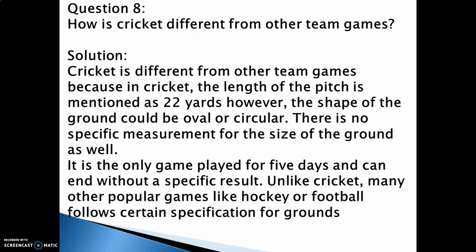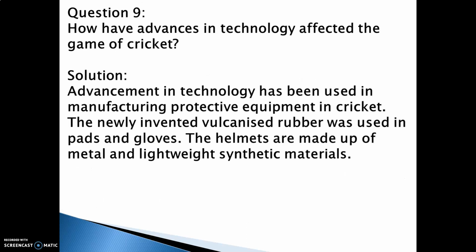Question number 8. How is cricket different from other team games? Cricket is different from other team games because in cricket, the length of the pitch is mentioned as 22 yards. However, the shape of the ground could be oval or circular. There is no specific measurement for the size of the ground as well. It is the only game played for 5 days and can end without a specific result. Unlike cricket, many other popular games like hockey or football follow certain specifications for grounds.